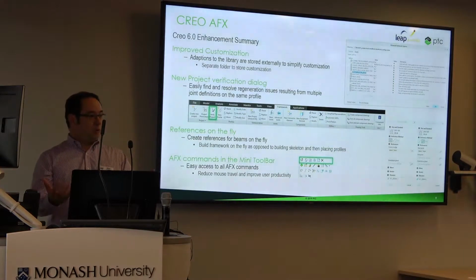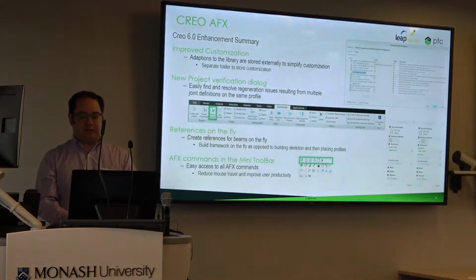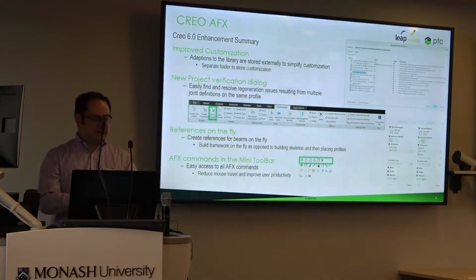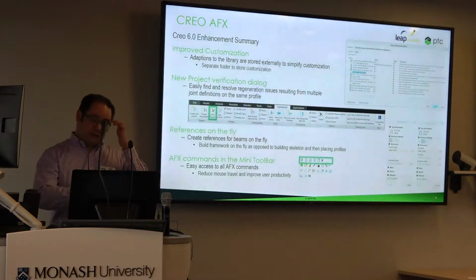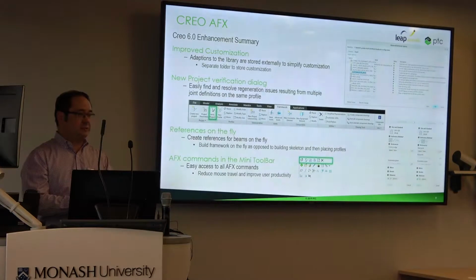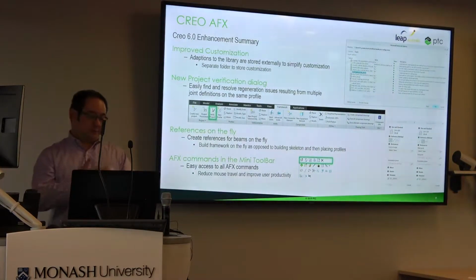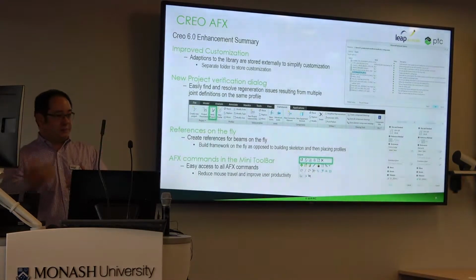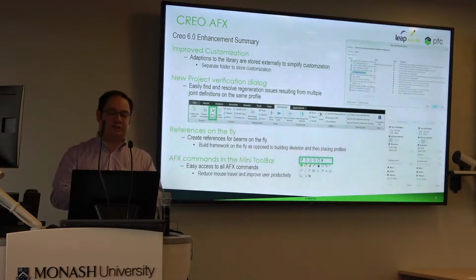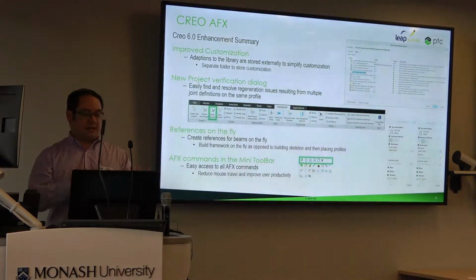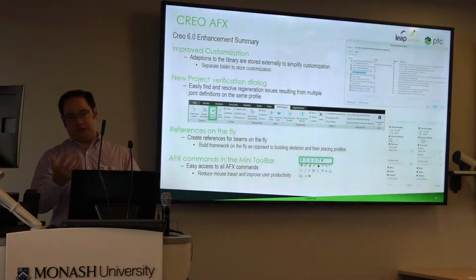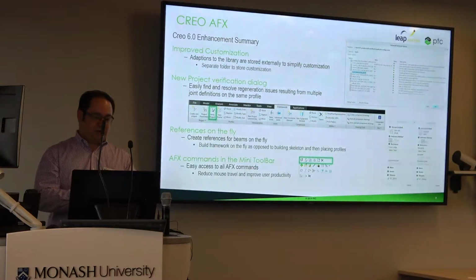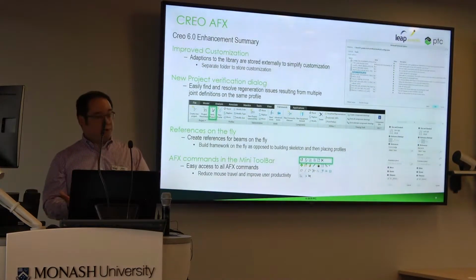That had a big overhaul with Creo 5, okay, reskinned, a whole bunch of new options inside there. In Creo 6, the enhancements around things like better management of your customizations. So we've got some customers who've gone off and customized the library to add their own profiles and connections that they want. So basically to make that easy to manage and store and not overwrite when you do upgrades and the like. New project verification dialog boxes to make sure you're not overdoing joints on the same profile. One of the big ones is references on the fly.